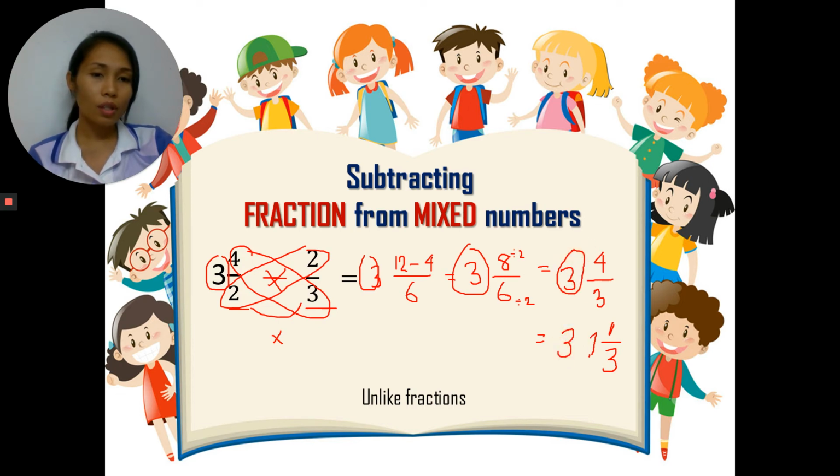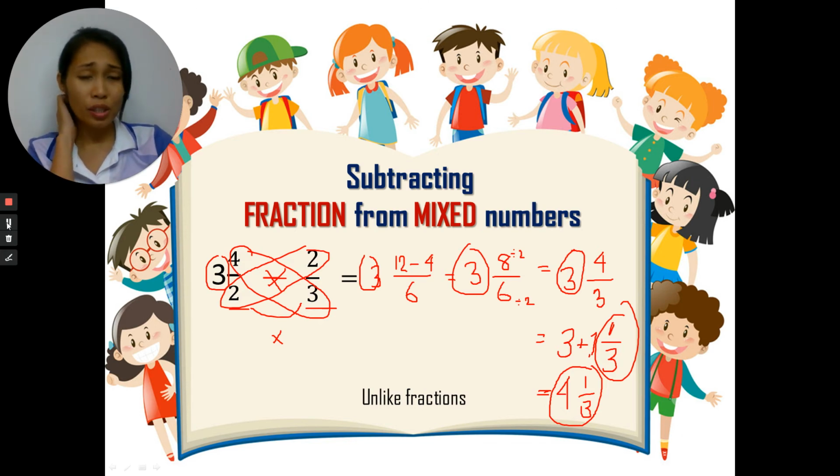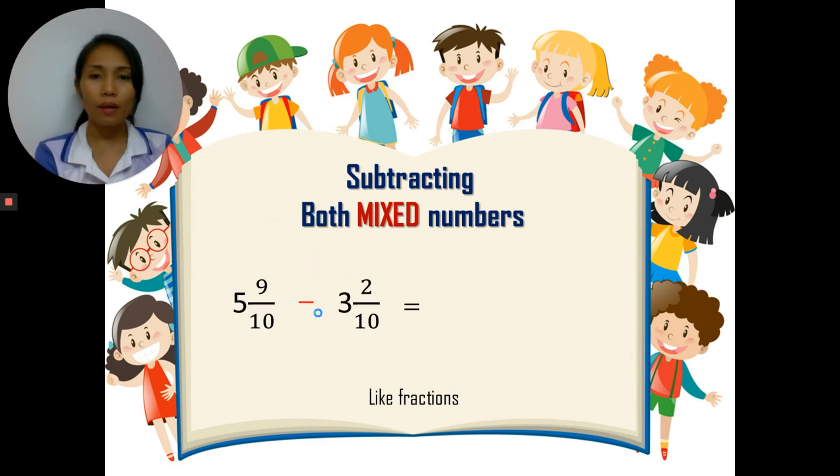And since we have the new whole number, let's add them up together. So 3 plus 1 equals 4. Now, the fraction 1/3 over here. So that's the answer. Easy, right? As long as you know what to do, you know the concept of dealing with fractions and mixed numbers, whatever method you use, as long as you do it right, you get the same correct answer. Okay, let's try subtracting both mixed numbers.